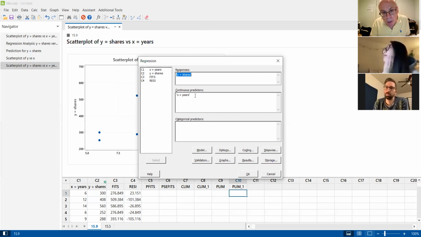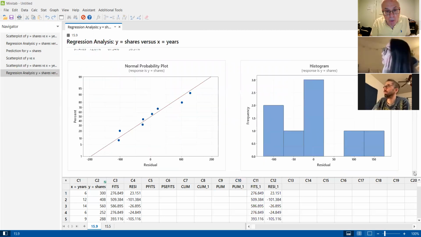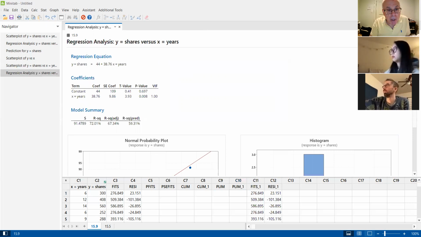Just do the continuous predictor. That's X. And the Y is going to be our response. All right. Is that clear? And then when we click OK, we're going to get 2 diagrams in this case. We're going to get at least the ones I chose, like the normal probability plot and a histogram. I believe there might be others, but these are the 2 I chose. All right.